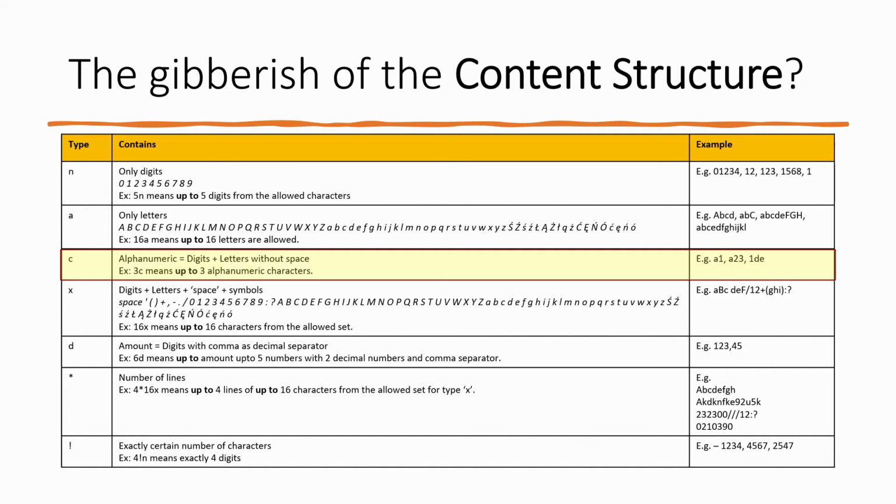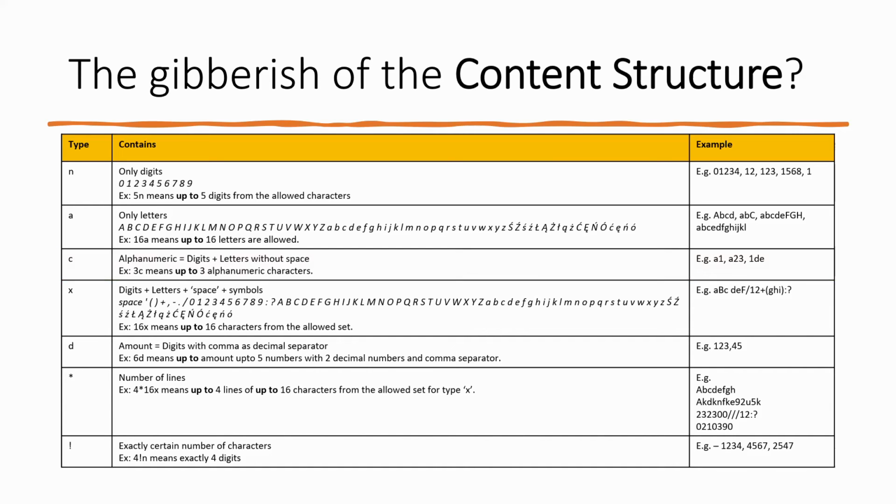Now the tag C represents alphanumeric, which means digits and letters. It's a combination of both N as well as A. So if it is mentioned as 3C, that means it can allow up to 3 alphanumeric characters. That means each can be either a digit from the namespace N or a letter from the namespace A. And here also, if it is mentioned as 3!C, it means that it strictly allows 3 alphanumeric characters.